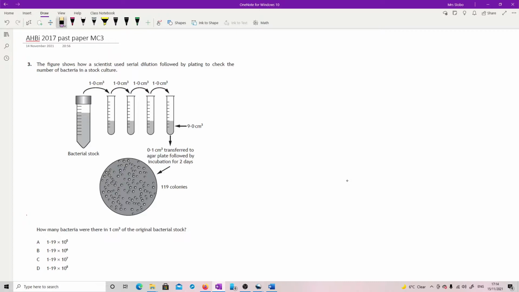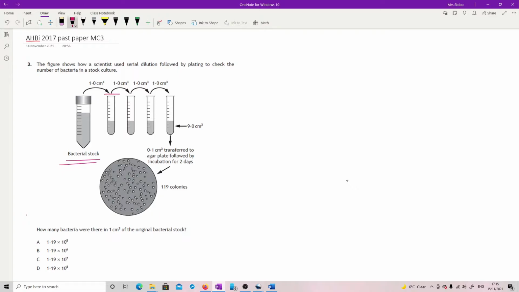3. The figure shows how a scientist used serial dilution followed by plating to check the number of bacteria in a stock culture. Okay, so here is our stock culture over here. So let me get a pen back up. Okay, here's our stock culture over here. And we are going to do a serial dilution, several serial dilutions, followed by plating out. Okay, so first of all, be very, very careful here. It's asking how many bacteria were there in 1 centimetre cubed of the original bacterial stock.